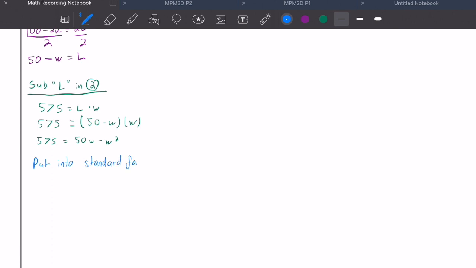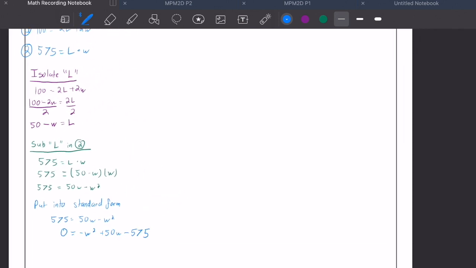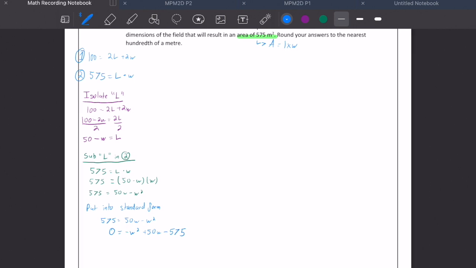And how we do that is we make it equal to 0. So we have 575 equals 50W minus W squared. And we're going to make it equal to 0, bring the 575 over to the other side, but we also want to rewrite it in the correct order. So our square comes first, so negative W squared plus 50W minus our C value, which is our 575. At this point, what we need to do is find what our W's could be.